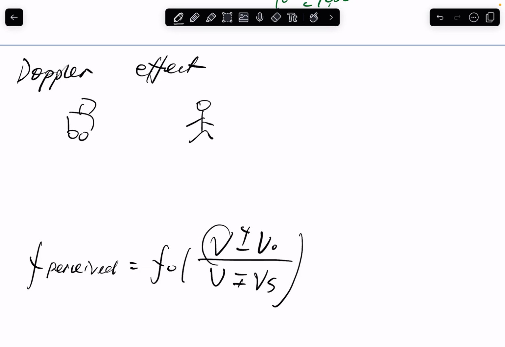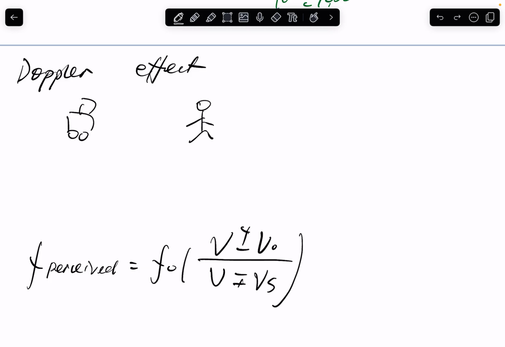And then this V is the speed of sound in a certain medium. If the sound is traveling in air, because in this scenario it's all happening in air, then this is 343 meters per second. And then this V naught is the original frequency of the sound emitted by the siren of the police car. This will also be provided. So these are the variables in this equation.